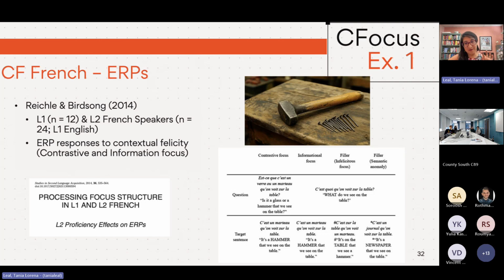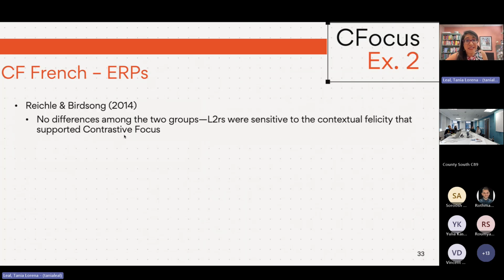And the same sentence then can be felicitous or infelicitous, depending on the preceding question. I mean, it's the same one, but we'd expect a different reaction to this target sentence, which is the same for all of them. And they had some filler conditions that they didn't analyze, obviously. So the target sentence would be, it's a hammer that we see on the table, right? "C'est un marteau qu'on voit sur la table." And the results turn out really, really nice.